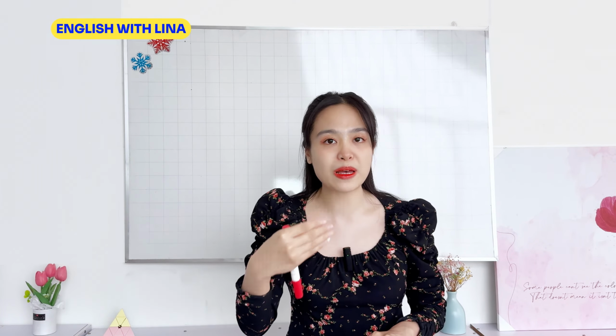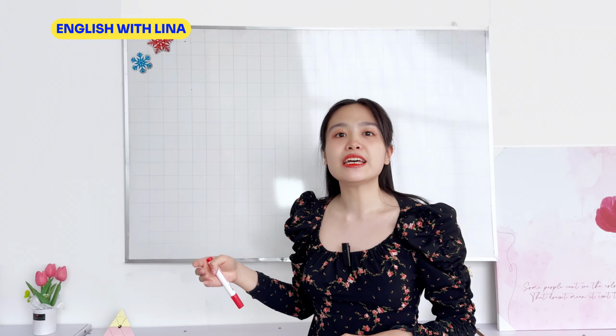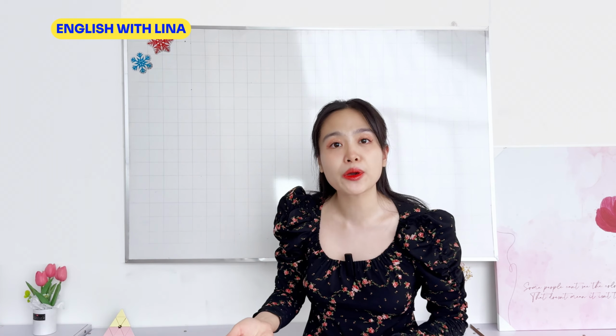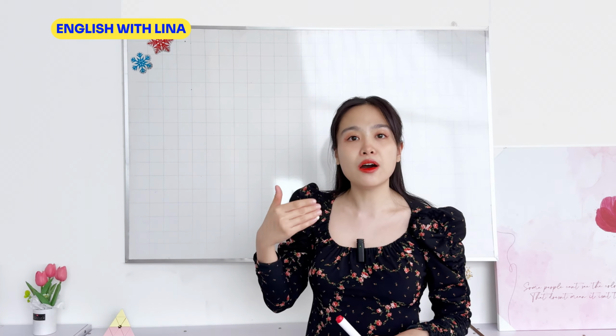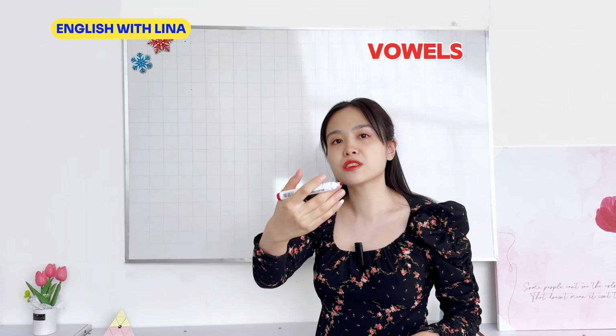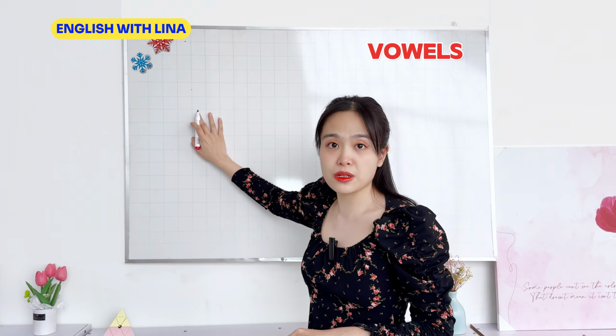So first, IPA, which is the International Phonetic Alphabet. It is just a tool for you to learn pronunciation better, all right? So let's start from this. We have some vowels and consonants, all right? So let's have a look at my language first. This is very much specifically for my Vietnamese audience, all right?